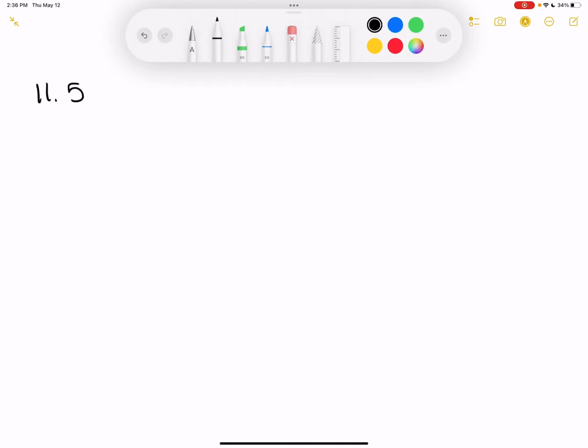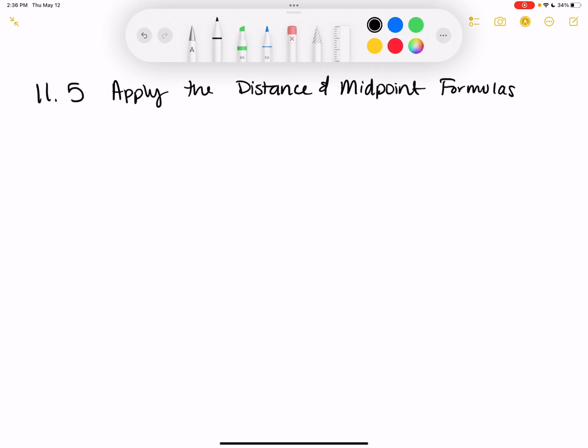All right, 11.5, apply the distance and midpoint formulas. All right, so today we're going to do distance formula.